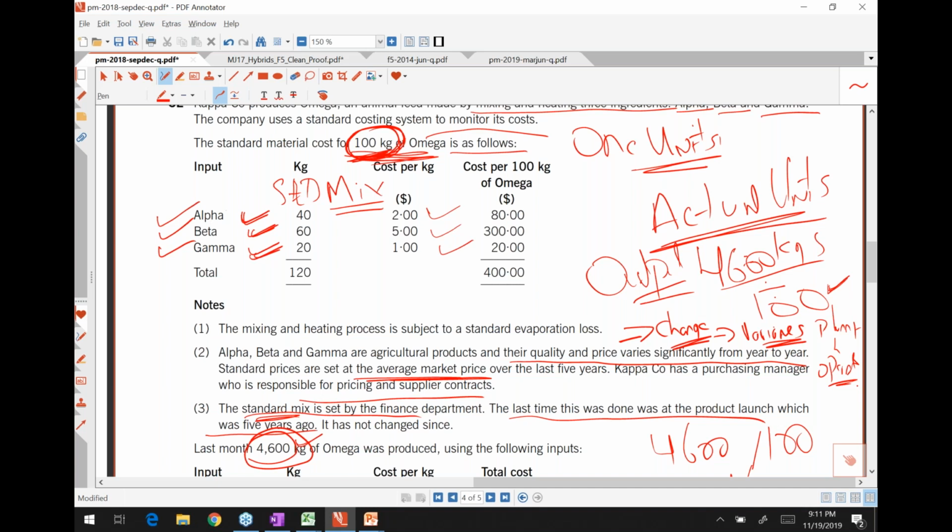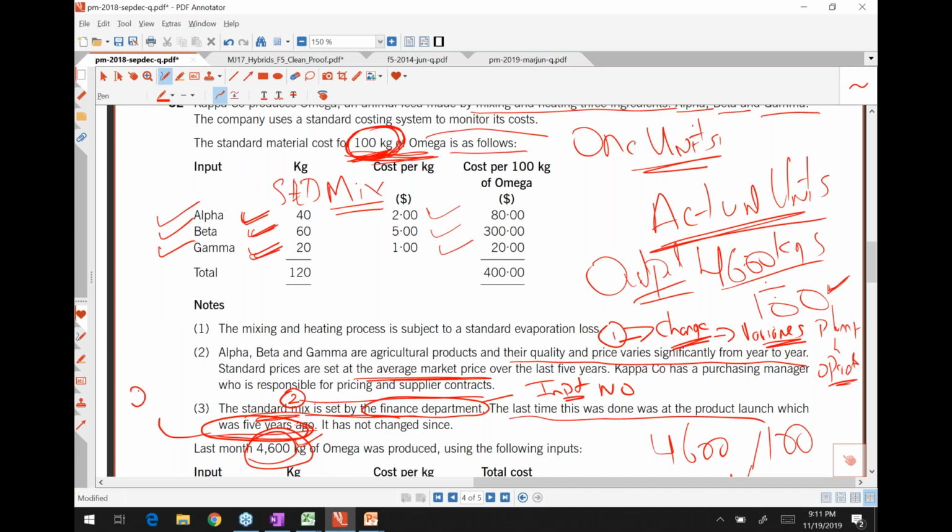Second, the standard mix is set by the finance department, which means the production manager has no input in mix, and if the production manager has no input in mix, how can you assess his performance? Because this will be something outside his control. So no input in mix. See, this is all scenario based. First point came from the scenario. Second point came from the scenario.